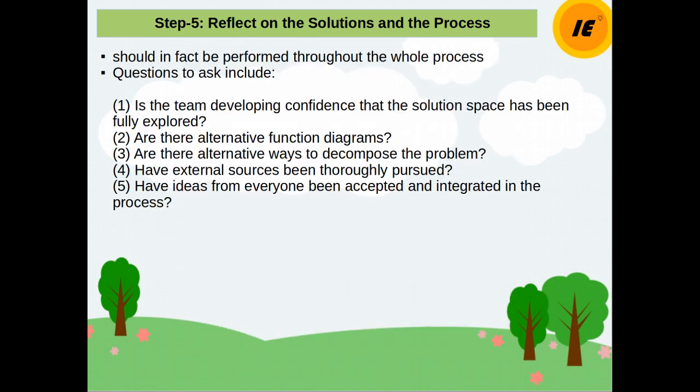Finally, step 5 is to reflect on the solution and the process. In fact, it should be performed throughout the whole process. Important questions to ask in this last step are: is the team developing confidence that the solution space has been fully explored? Are there alternative function diagrams? Are there alternative ways to decompose the problem? Have external sources been thoroughly pursued? Have ideas from everyone been accepted and integrated into the process? So that's step 5, and that's the last step.